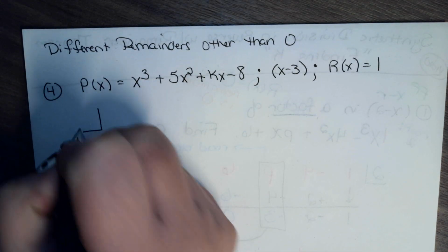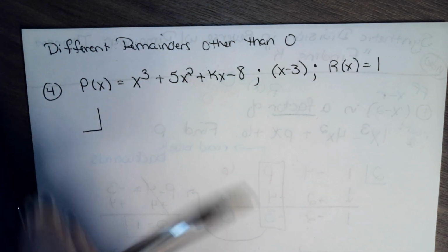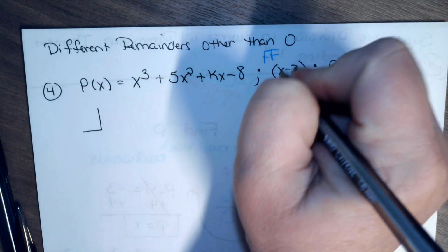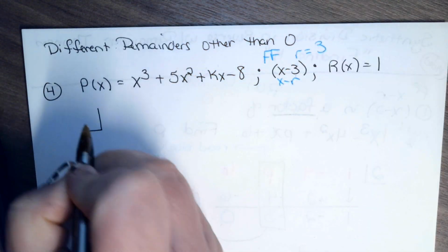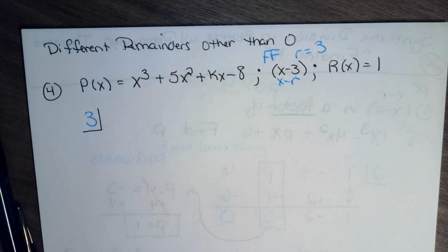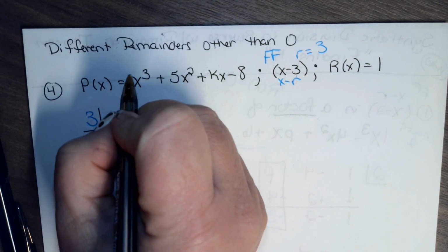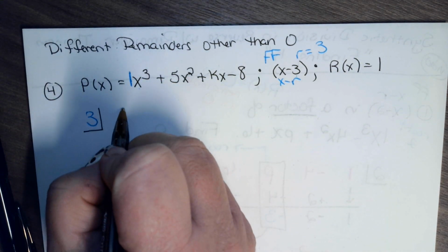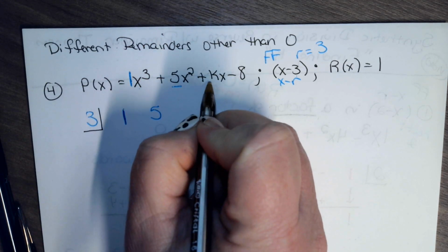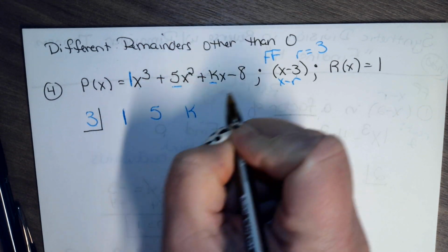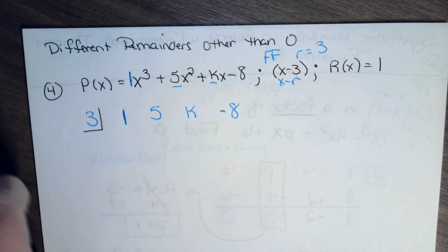Alright, so if this is our factor form right here, it's in the form of x minus r, our root is going to be a 3. So right here we're going to put a 3. Alright, then our coefficients. We got an understood 1, a 5, a k, and our negative 8.